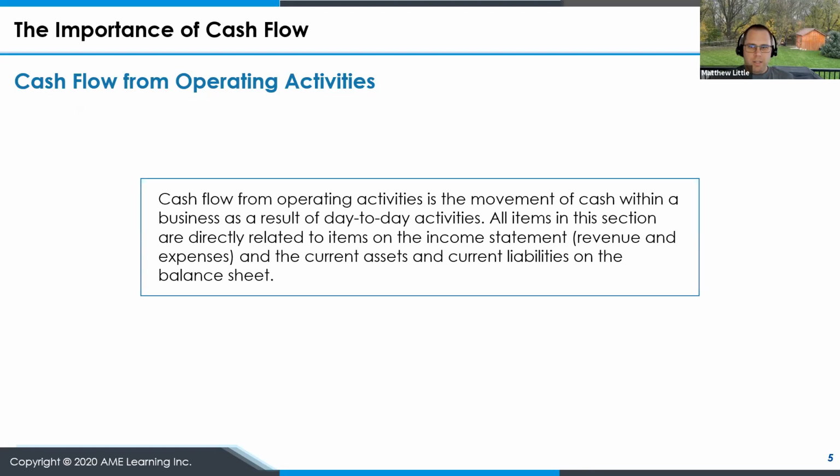So operating is typically the movement of cash within the business as a result of day-to-day activities. All items in that section are directly related to the income statement, revenue and expenses, and the current assets and current liabilities on the balance sheet. So you won't find operating activities touching any of those other components.